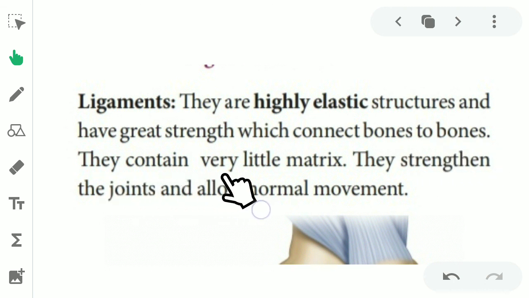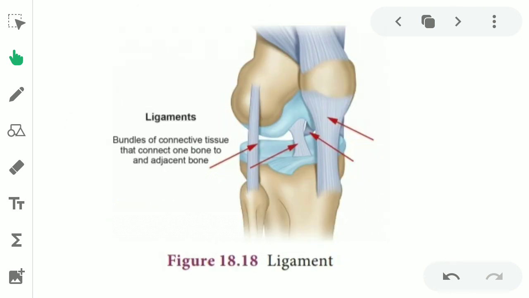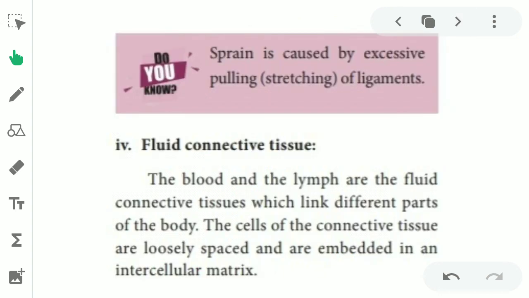They contain very little matrix. They strengthen the joints and allow normal movement. With the help of ligaments only we can move, walk, run, sit and stand. This is the ligament at the joint, the rope-like structure in blue color, which helps the bone to move. If you overstretch the ligament, a sprain will come.